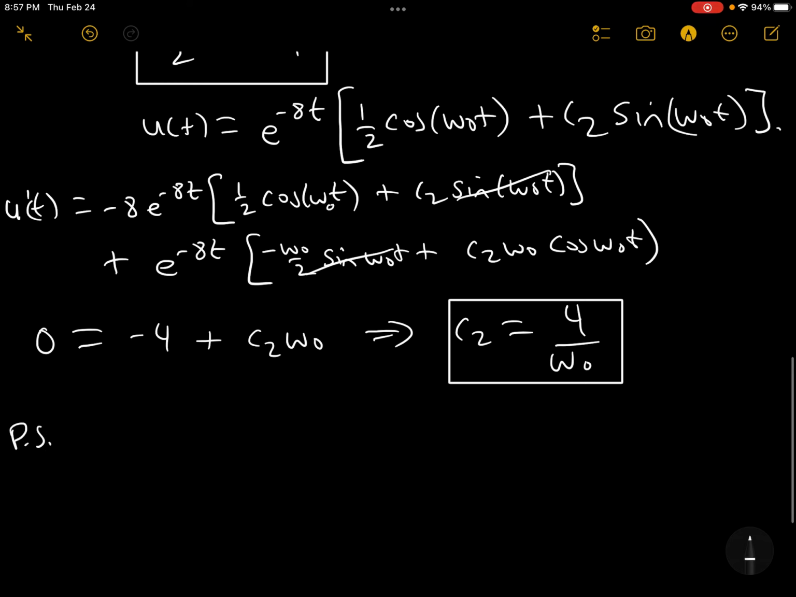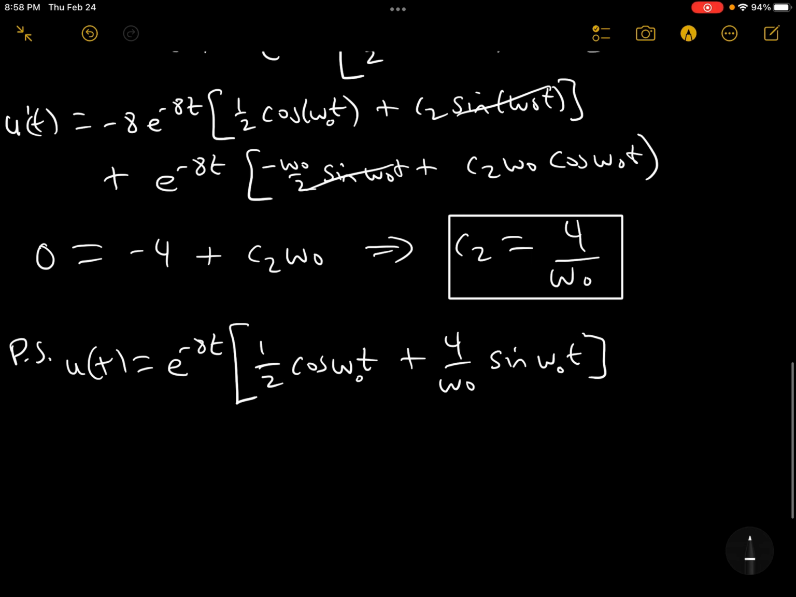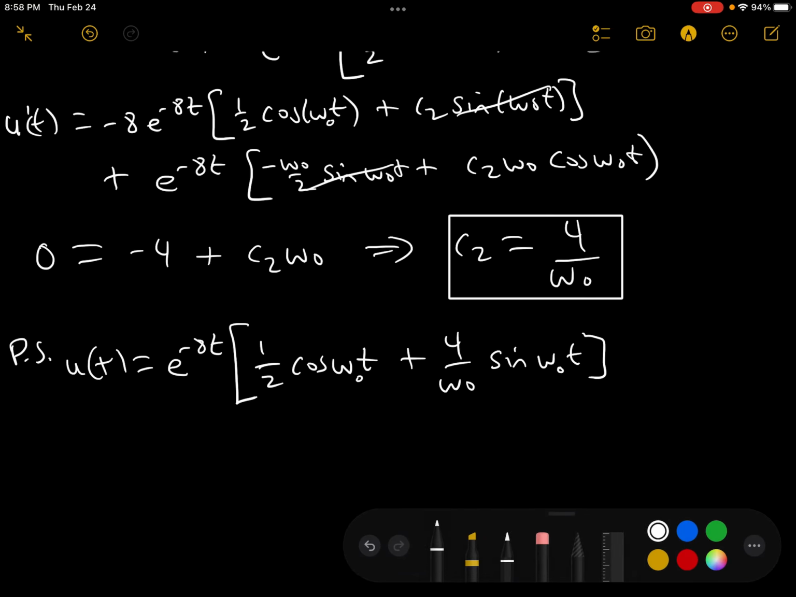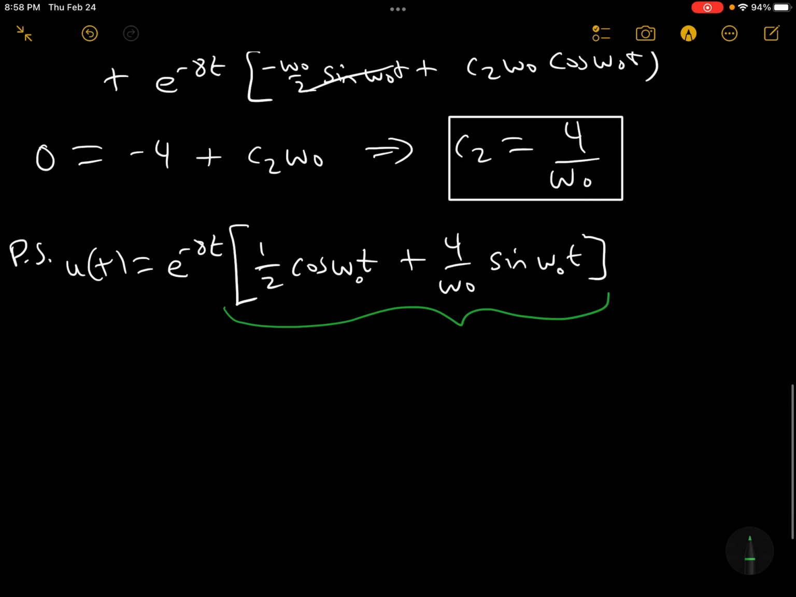So let's do the particular solution now. It is u of t is e to the minus 8t. I got my C1 here, plus 4 over omega naught, C2, these should all be omega naughts. Okay, there's the particular solution. What we're going to do is now simplify this just like we did before.